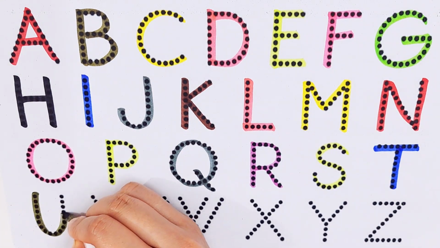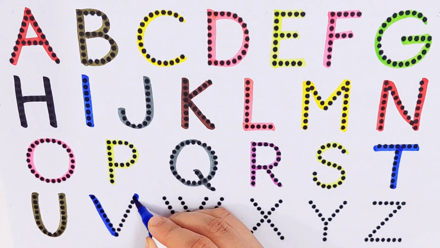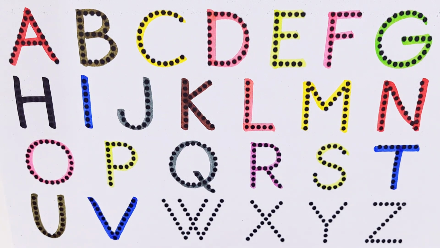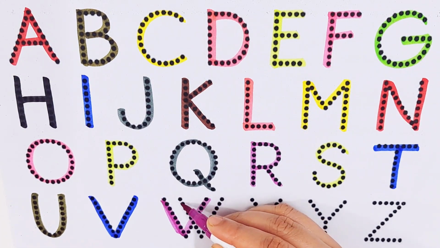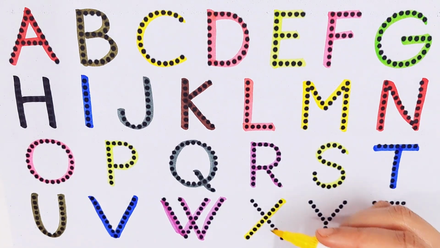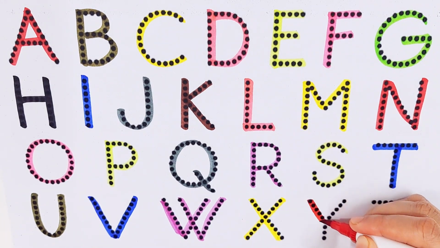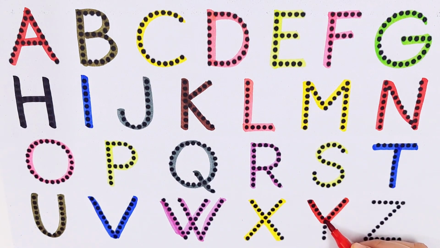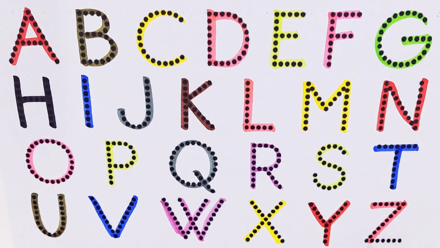U for umbrella. V for vulture. W for watermelon. X for Xerox. Y for yogurt. Z for zero.